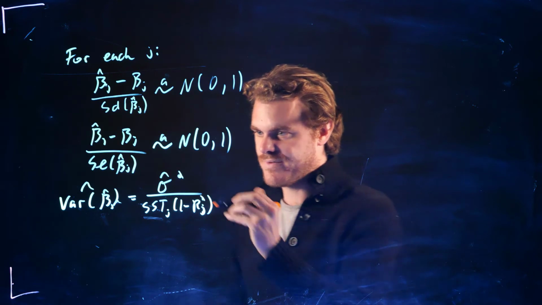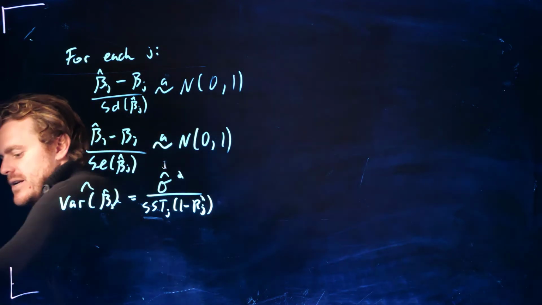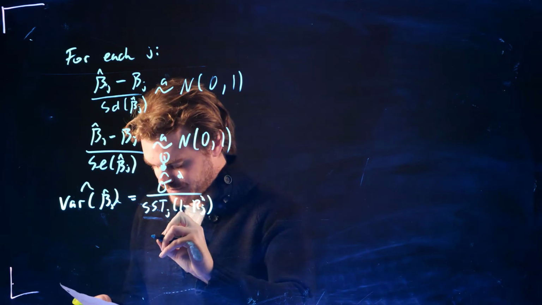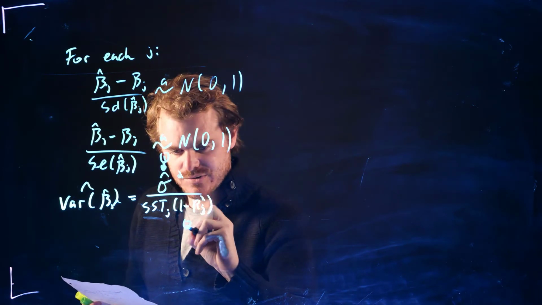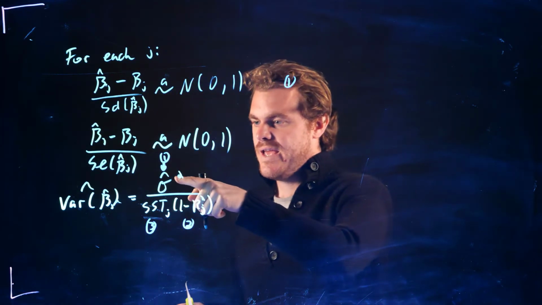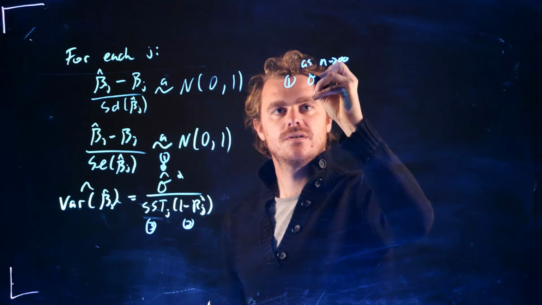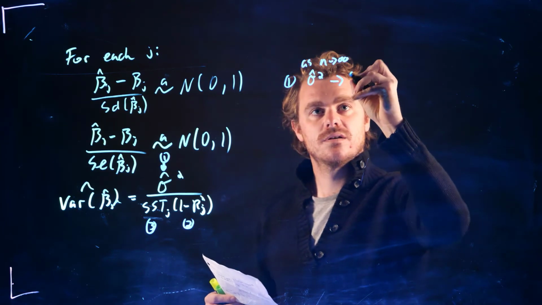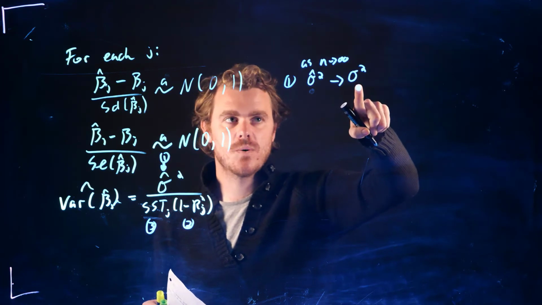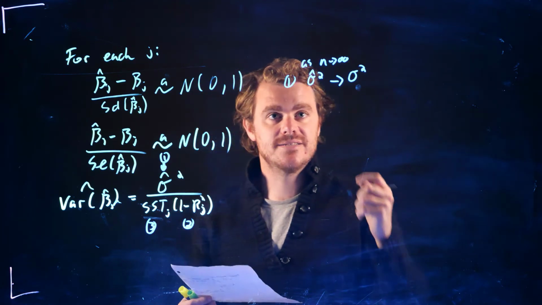So let's talk about these different components as n goes to infinity. Well, that pen's not working very well. Let's try a different color. So let's say that's 1, that's 2, and that's 3, and we can talk about them over here. So 1, as n goes to infinity, sigma hat squared is going to be a consistent estimator of sigma squared. So it's going to go to its true value as n goes to infinity.